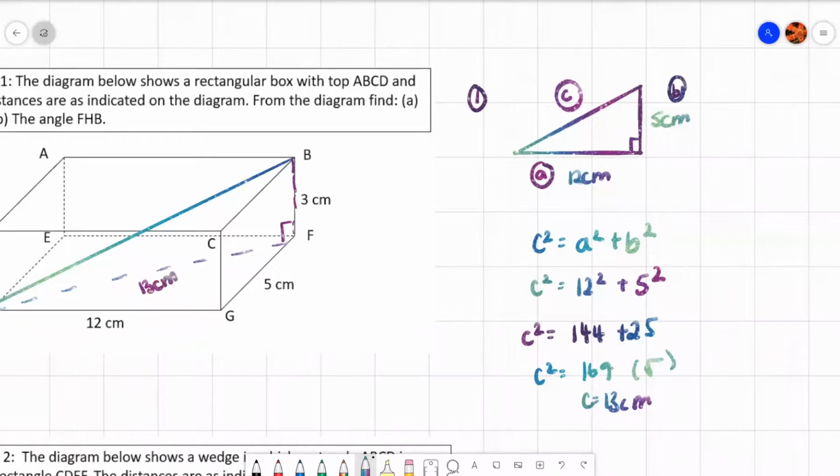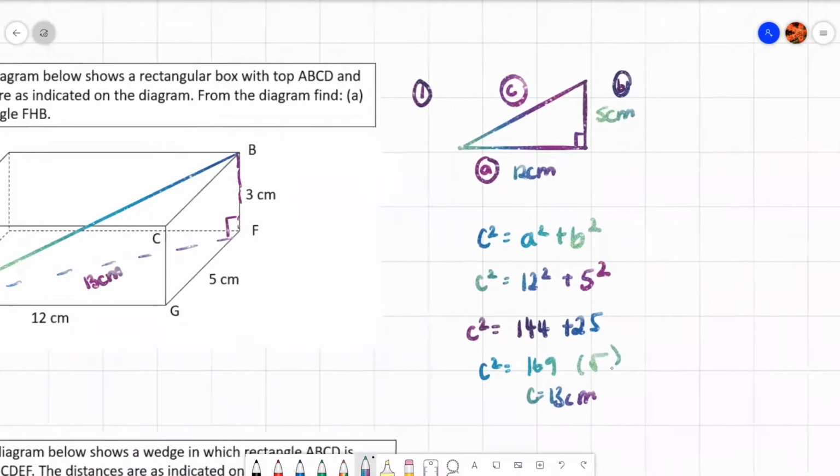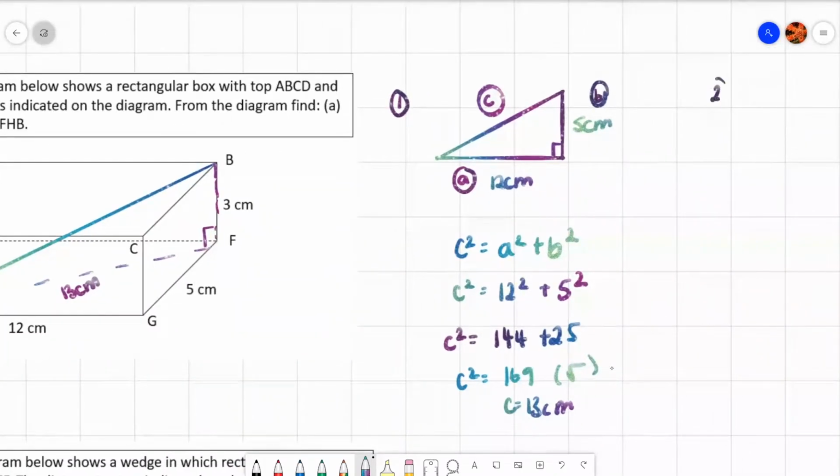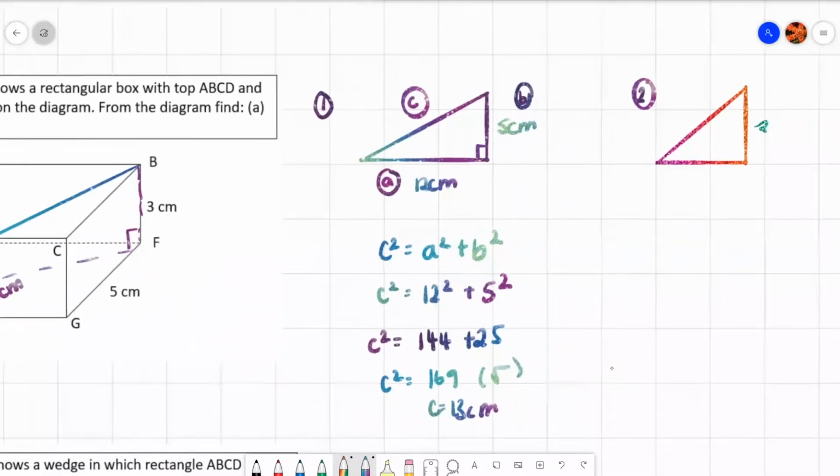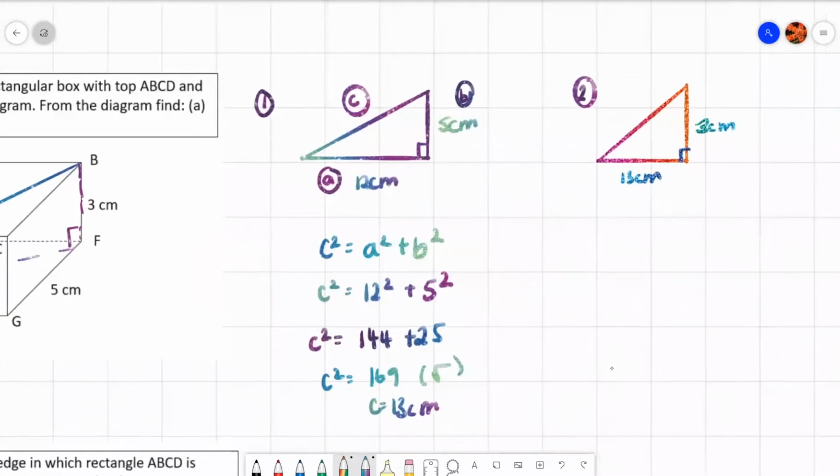I can then work out BH. Because if I draw, let's write number 2 out. Let's use a different color. I have got, if I draw my triangle out, I know that side there is 3 centimeters. That there is 13 centimeters, and I want this side here. Again, I can use Pythagoras. So C, A, and B.